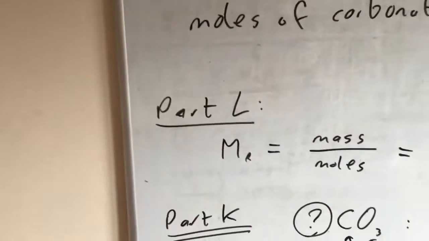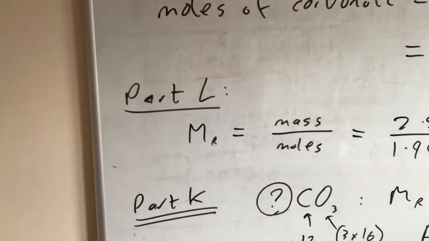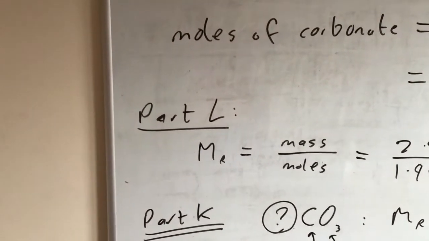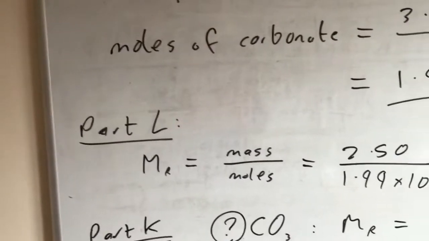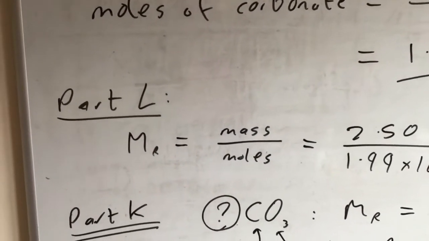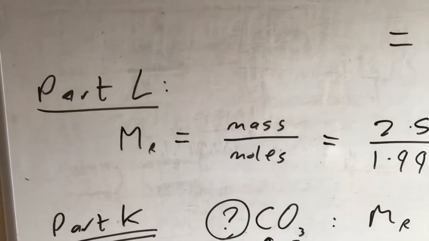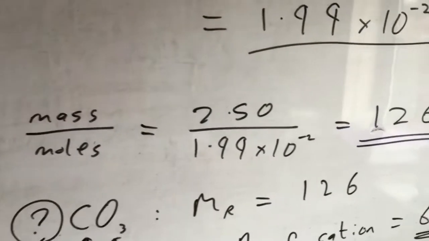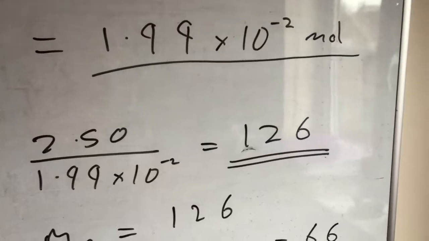And then in part L they want us to find out the relative molecular mass of the carbonate. Well, Mr is mass divided by moles, which is a rearranged form of the equation that you've been using since year 10, I suppose. Gives me an Mr of 126.